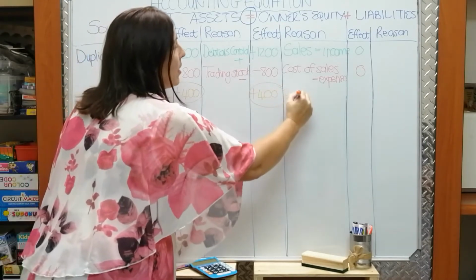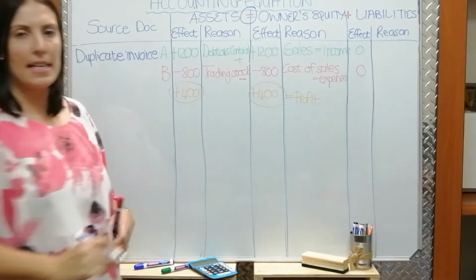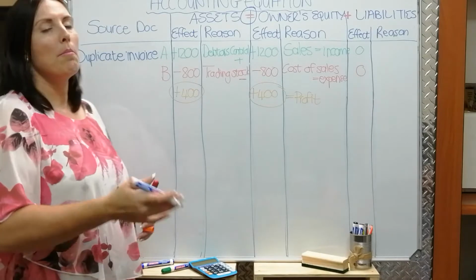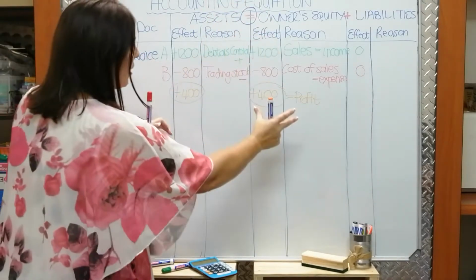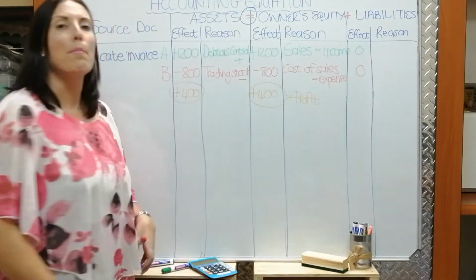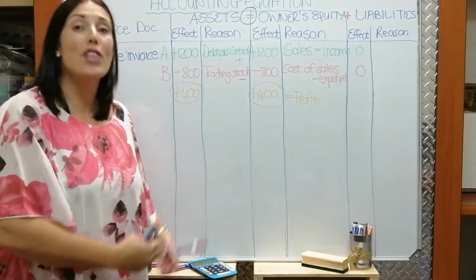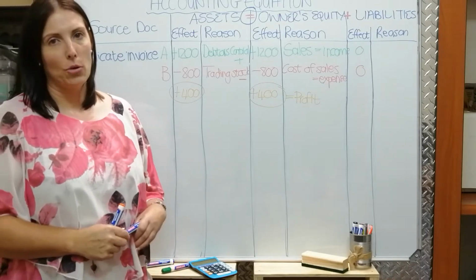And this, people, is obviously the profit of this transaction. 1,200 minus the 800, that gives me the profit. Can you see at the end of this transaction, my accounting equation is still in balance? And that is what we are checking when we are analyzing transactions on the accounting equation.